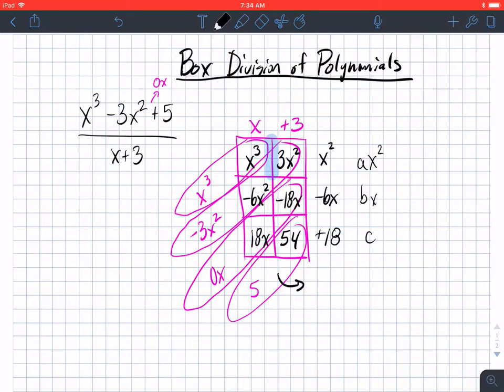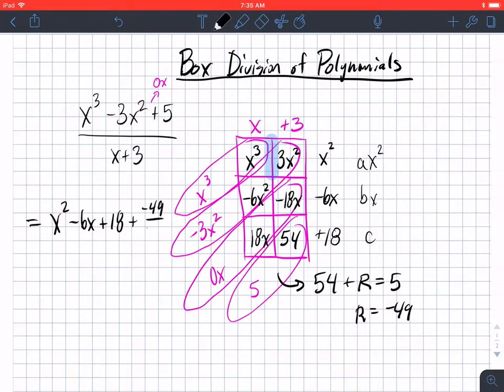And so here's where the remainder comes in. This is saying 54 plus the remainder equals positive 5, so that means our remainder is negative 49. Our result after division is x squared minus 6x plus 18, and we have a remainder of negative 49. If it went in evenly, we'd have a remainder of 0, but this one did not.